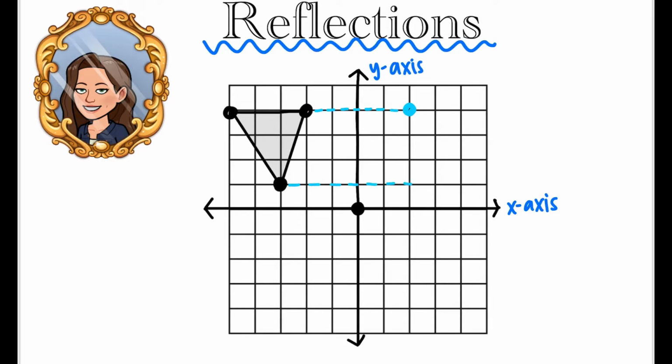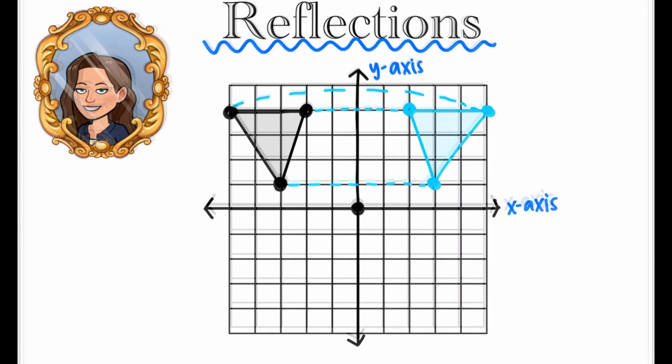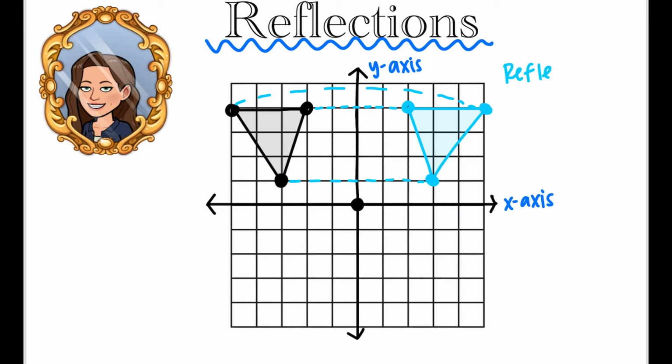And the same thing would happen for each of these other points. It's just going to flip to the other side of the y-axis. So this is the point (-3, 1). It's going to become the point (3, 1). And the same with this one. So there is a coordinate rule for a reflection over the y-axis.